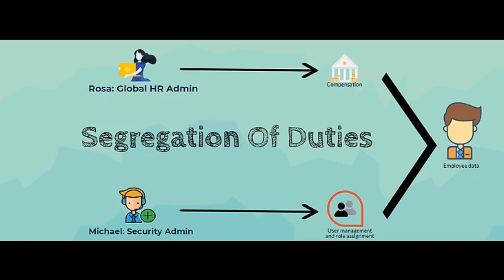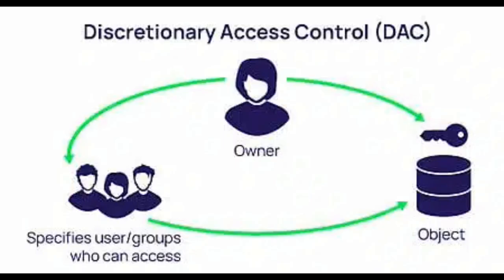For example, a system administrator should not have the ability to create and approve financial transactions, as this creates a potential conflict of interest. By separating roles and responsibilities, segregation of duties helps to prevent fraud, errors, and other types of digital security threats. Section 4, Discretionary Access Control.